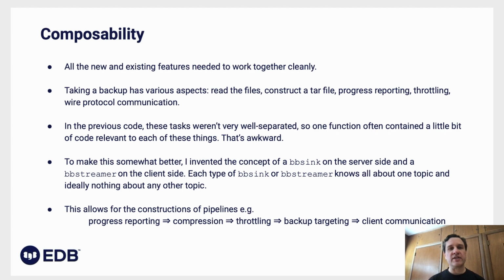So first it gets fed into the progress reporting stage. That does whatever it needs to do. Then it feeds it into the compression stage. That compresses the data. That feeds it into the throttling stage, which may slow things down. That feeds it into the backup targeting stage, which ships the backup off to wherever it needs to go. And then that feeds it into the client communication stage, which sends the client progress reports and whatever other data the client is expecting to receive. And with the code structured this way, all of the knowledge about any single topic is basically isolated in a bunch of functions with related names that all live in a single file, and there's no knowledge of any other topic.